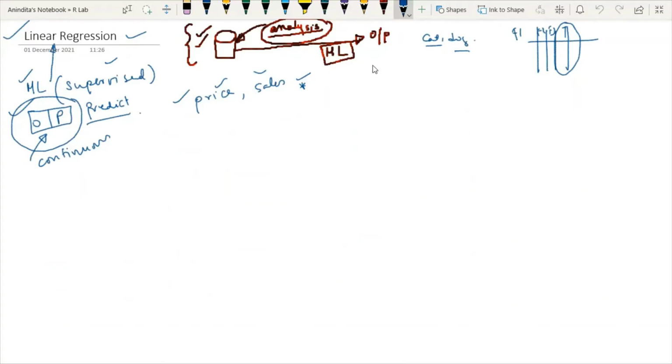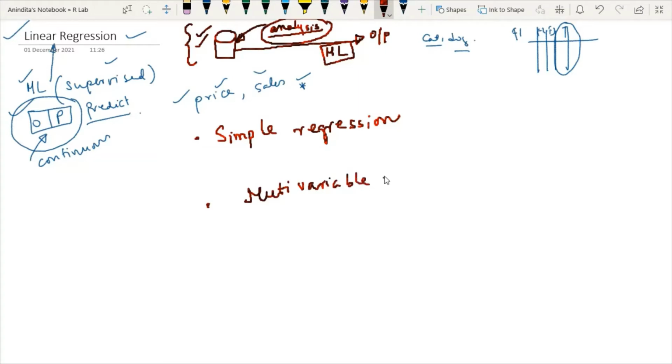So now we are moving to the second part. Now we have two types of linear regression. The first type is known as simple regression, and the second type is known as multivariable regression. So now let's talk about simple regression. See, simple linear regression uses the traditional slope intercept concept.